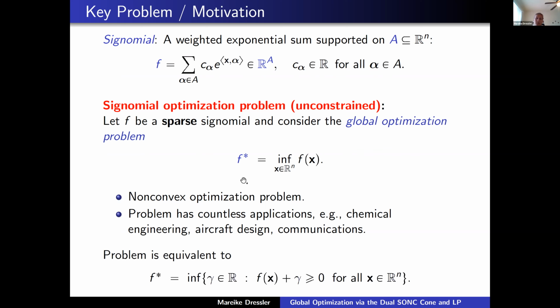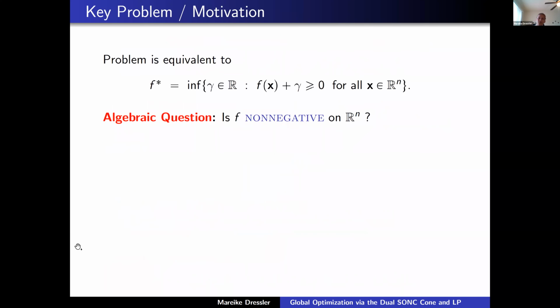Namely, equivalently to minimizing these functions, we can look at the problem of finding the smallest real number gamma, such that f plus gamma is non-negative for every x in R^n. So in this case, minus gamma would be a lower bound for our Zignomial f. So this means if we look at this problem from an algebraic perspective, what I really want to do is decide non-negativity of a Zignomial over R^n.